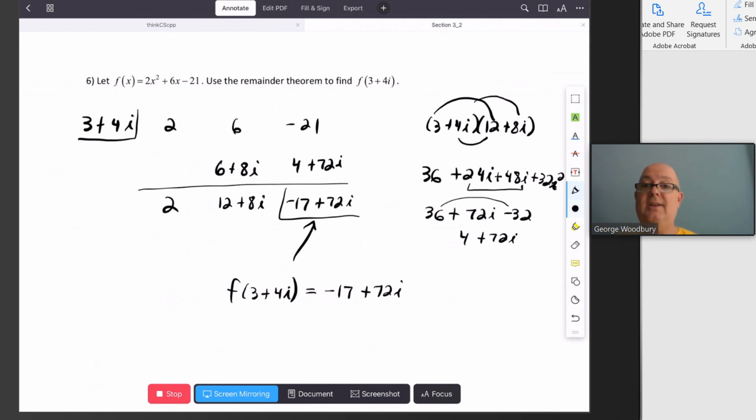All right, that is it for the remainder theorem. In the next video, we'll actually use the remainder theorem. We'll use synthetic division to try and find some roots of a function.